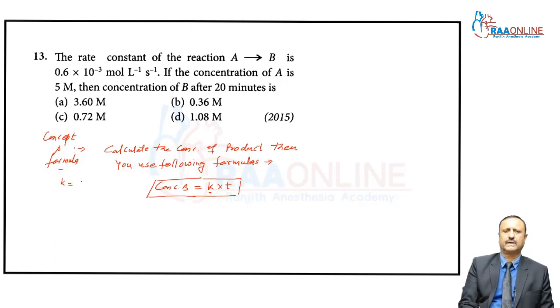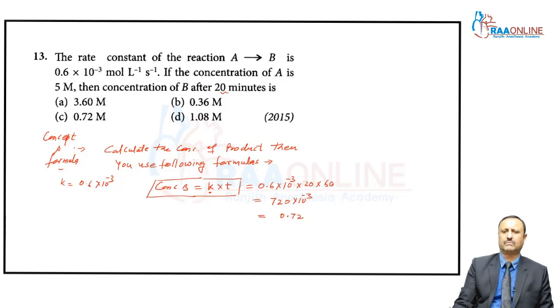Now here K is given, so K is not calculated by you, because K is given in this question, 0.6 into 10 to the power minus 3. And my dear students, time is given, that is 20 minutes, but you should calculate in seconds. So convert it: 0.6 into 10 to the power minus 3 multiplied by 20 minutes into 60 seconds. So you can get 720 into 10 to the power minus 3.